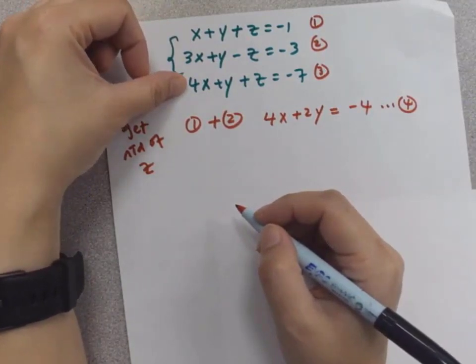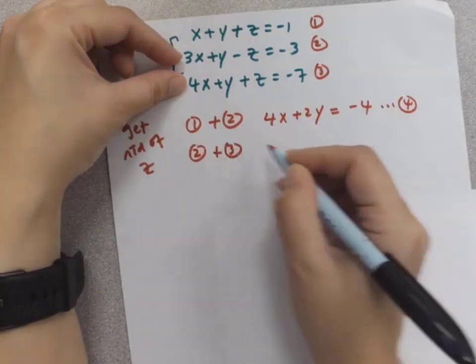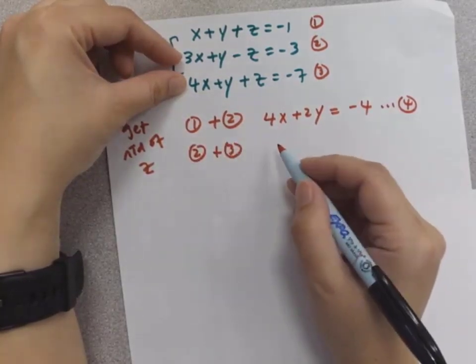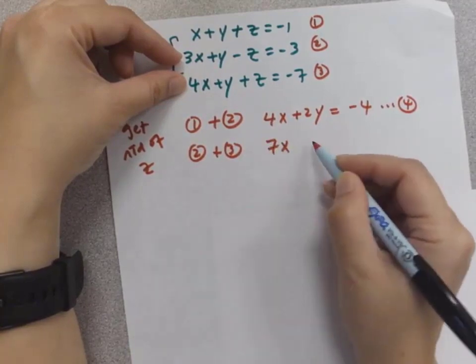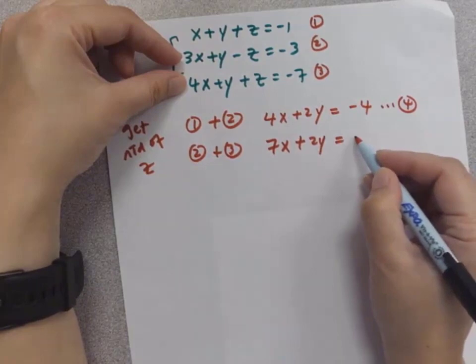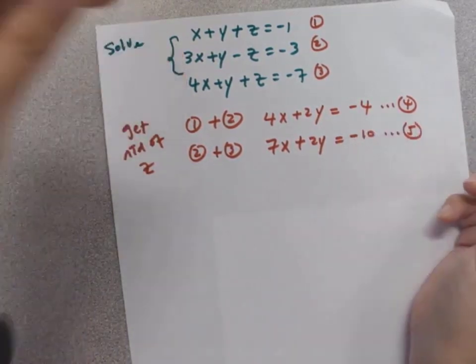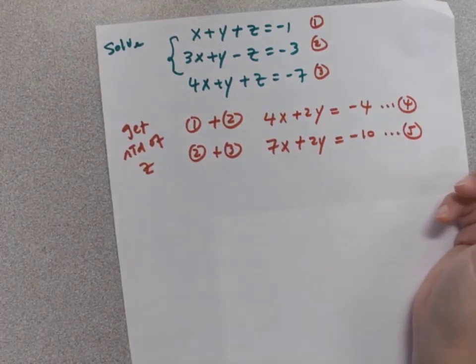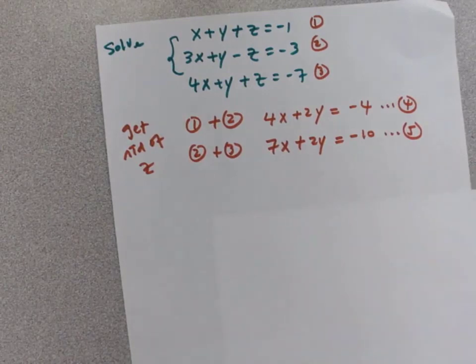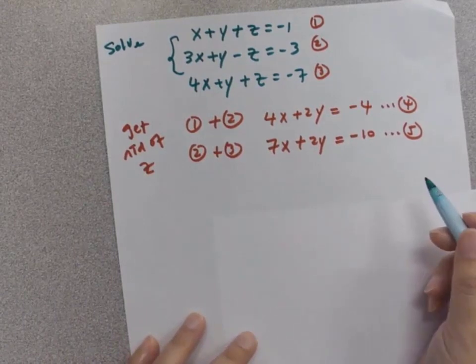Equation 3 can pair with 2. So if 2 plus 3, then we have 7x plus 2y equals -10. Okay, so that's equation 5. So that's not too bad because I can easily get rid of y by, I need to multiply one of them with a negative, right? So which one do you want me to use to multiply?